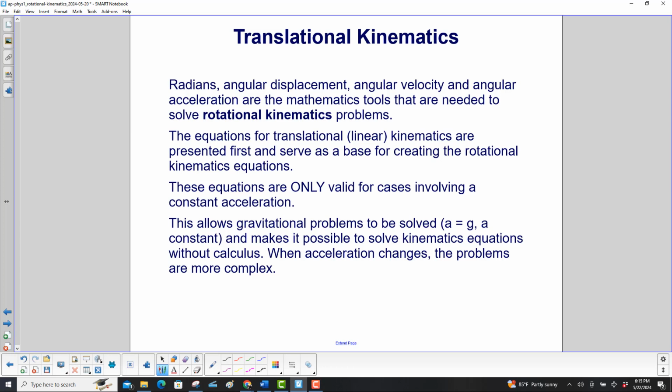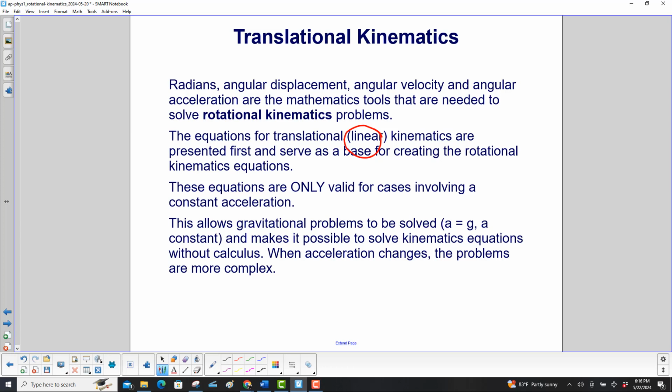The equations for translational, linear kinematics are presented first. They serve as a base for creating the rotational kinematics equations. These equations are only valid for cases involving a constant acceleration, and we're talking about the linear right here. This allows gravitational problems to be solved, where acceleration is g, a constant, and they make it possible to solve kinematics equations without calculus.